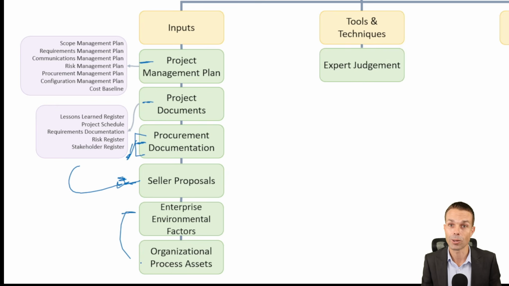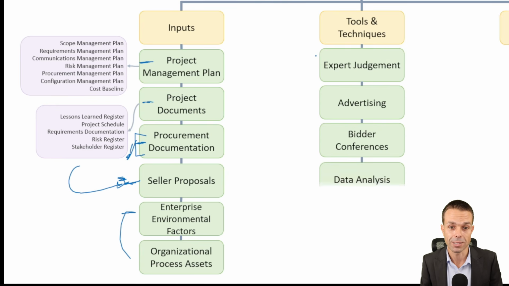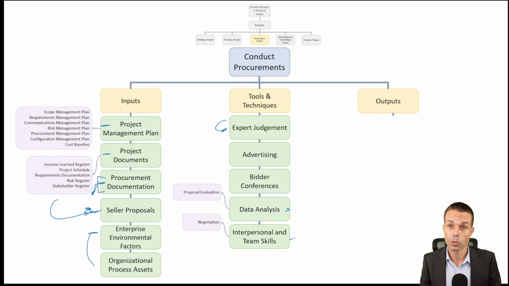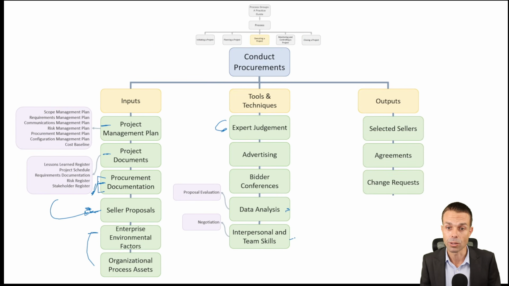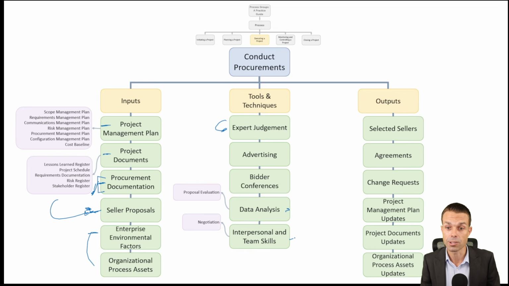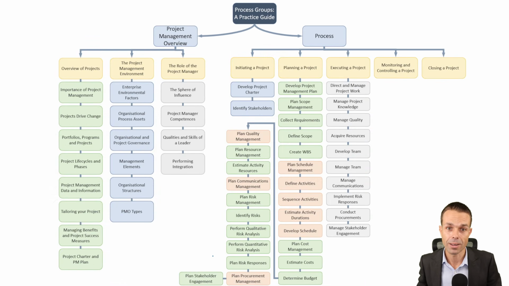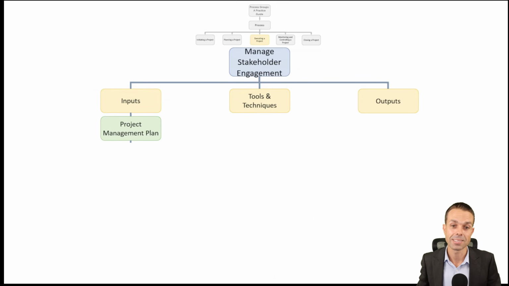Tools and techniques, we're going to need our expert judgment from the right people within the organization. Advertising, so can we get more sellers to give us requests for information or requests for proposal? Bidder conferences, can we get everyone on the same page at the same time? Data analysis and interpersonal and team skills. The outputs that we're looking for are the selected sellers themselves, any agreements that we have or will need to make, change requests if we're changing the vendor or the timing, project management plan updates, project documents updates, and organizational process assets updates.